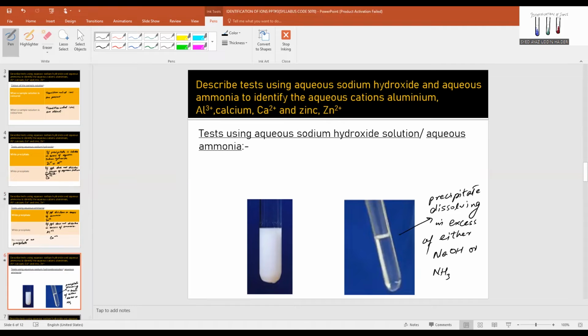Now, if the white precipitate does not dissolve, then it must show PPT like this: precipitate not dissolving, which does not dissolve in excess of either NaOH or NH3.